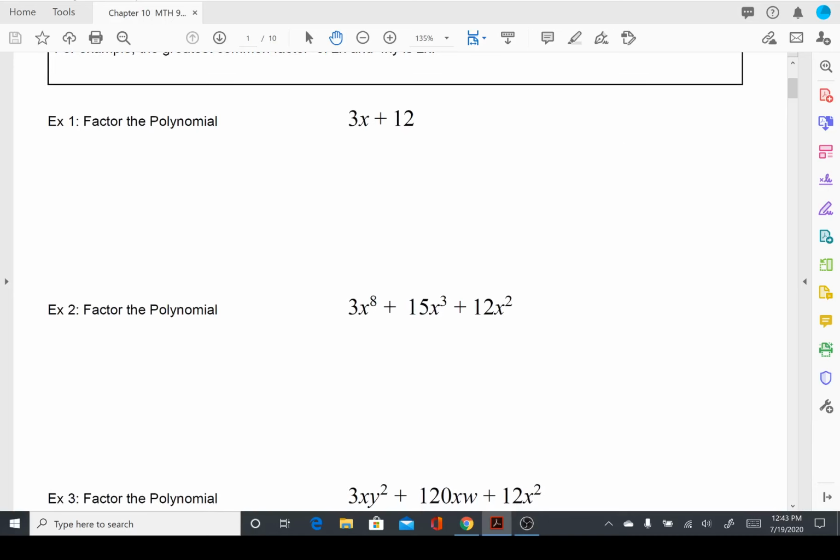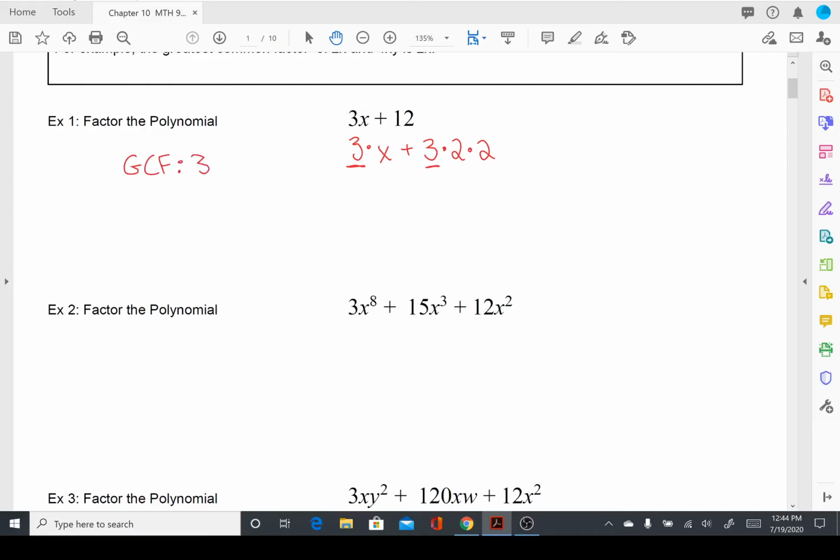a polynomial. So in this example, we have 3x and 12, or 3x plus 12. So what that is, 3 x's, or 3 times x, and 12. If you think about what goes into 12, you have a 3 times 4, or you could do 3 times 2 times 2 if you wanted to bring it all the way down to its primes. And you can see that there's a 3 in the first term and a 3 in the second term. So the greatest common factor in both terms is 3.